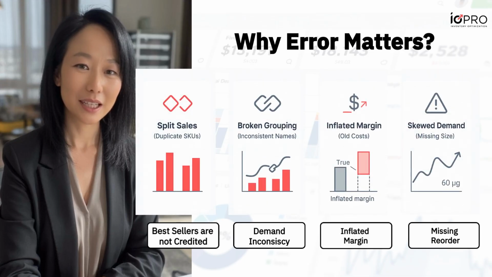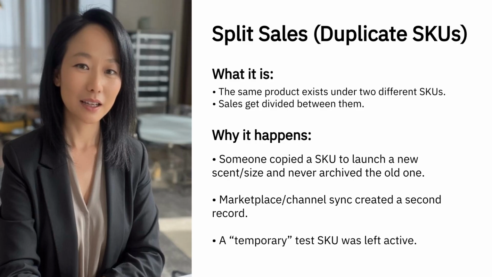Duplicate SKUs split sales, so your true bestsellers do not get credit. Inconsistent names break report grouping, so demand looks lower or higher than it really is. Old costs inflate margins on paper, while real profit shrinks. Missing details, such as size, can confuse bundles and reorders. Minor errors, big consequences.